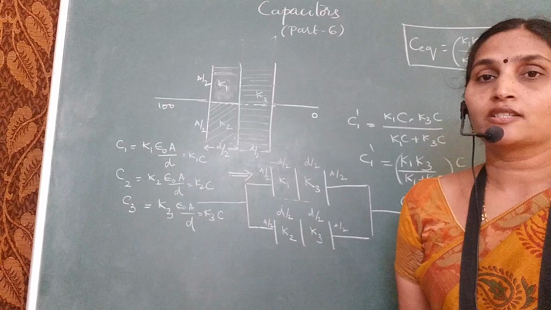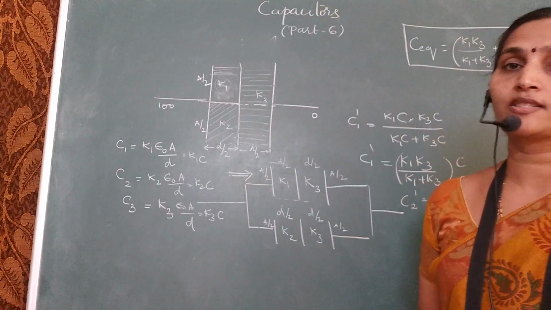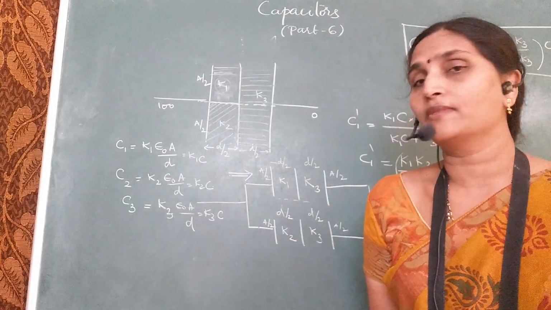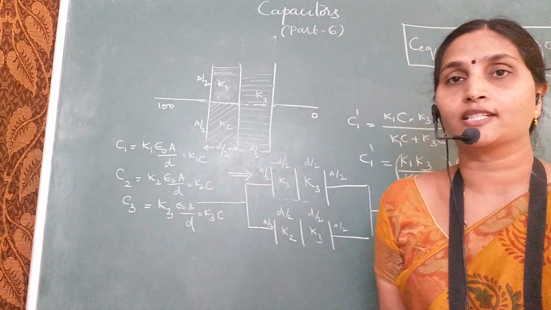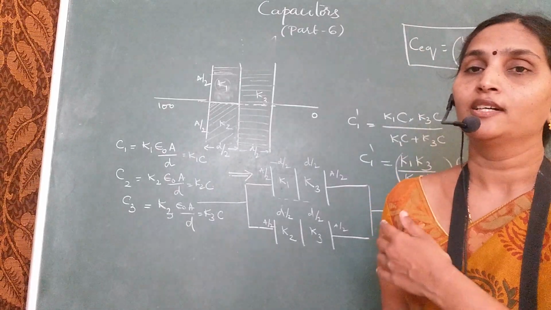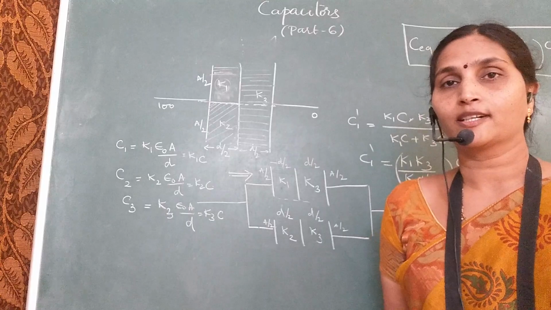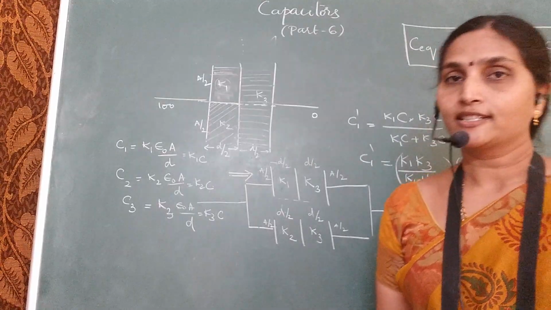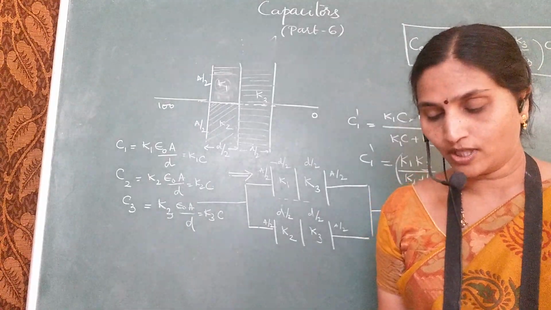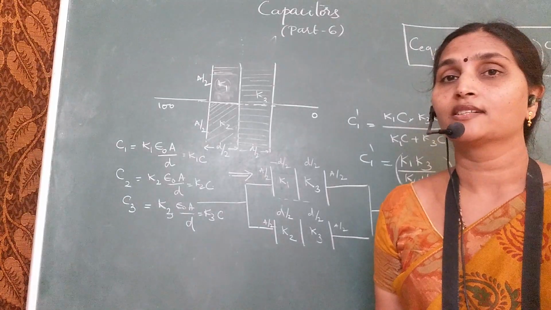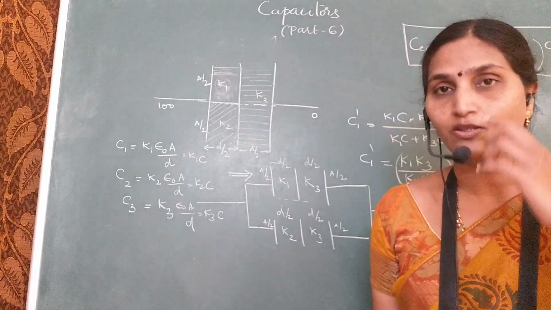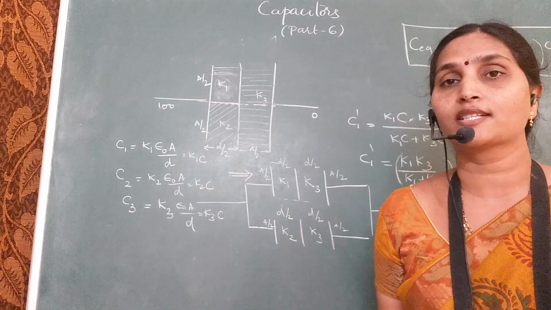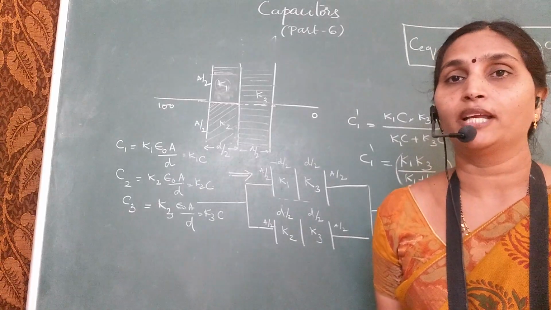So these 5 or 6 models, whatever we have discussed today, all of them are related to parallel plate capacitors. When the number of plates is given, how do we find the equivalent capacitance? This is the next model of the question. That is capacitors part 6. So revise it properly. With this, series parallel combinations are done regarding parallel plate capacitors.